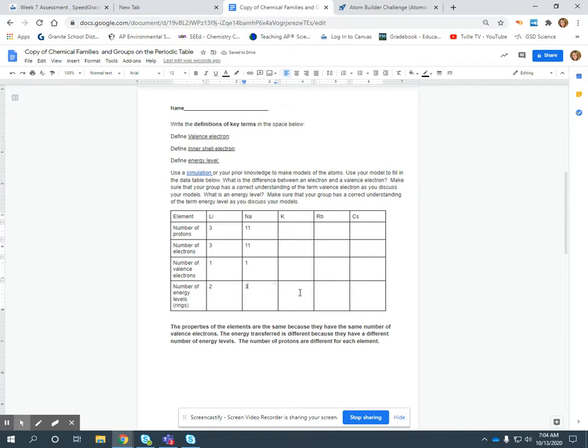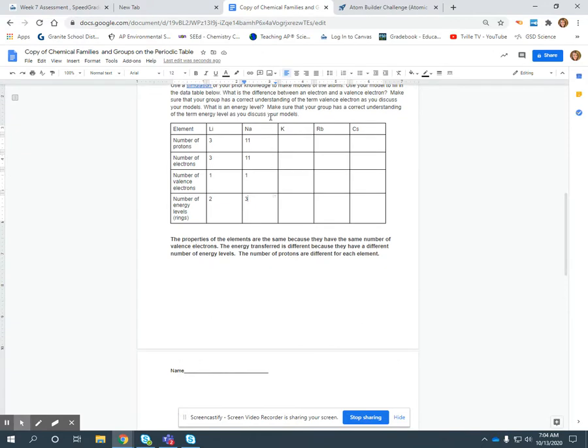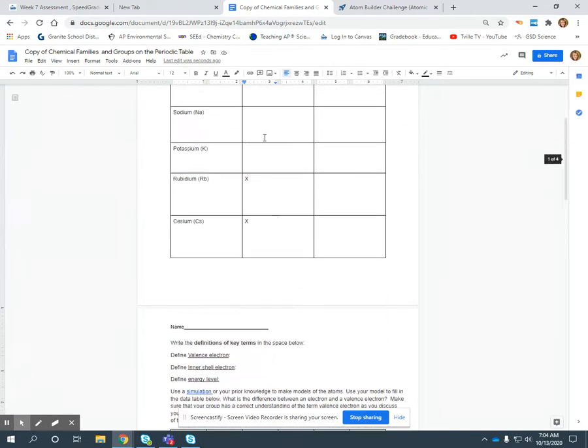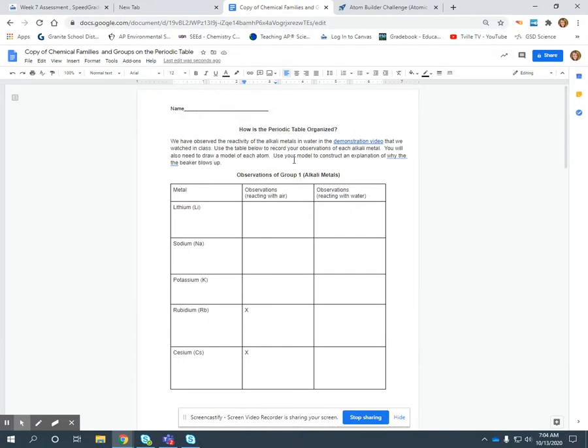Okay. Now, in addition to filling out this table, I want you to think about how this relates to the properties we observed in the video. Hopefully you saw a pattern with how these alkali metals reacted with air and how they reacted with water when you watched the videos in your lesson. Don't skip the videos, because you need to understand that there are patterns in the periodic table. So it's essential that you watch these videos, okay?